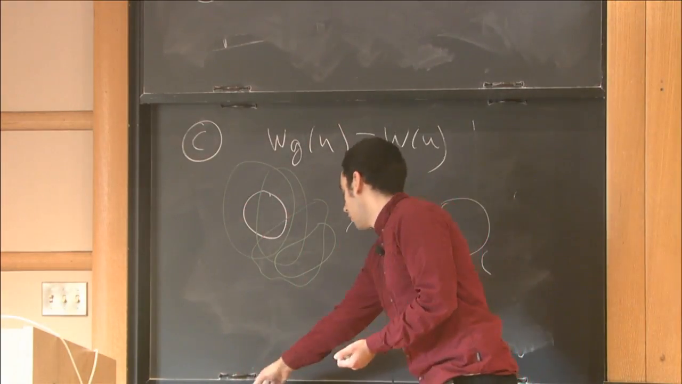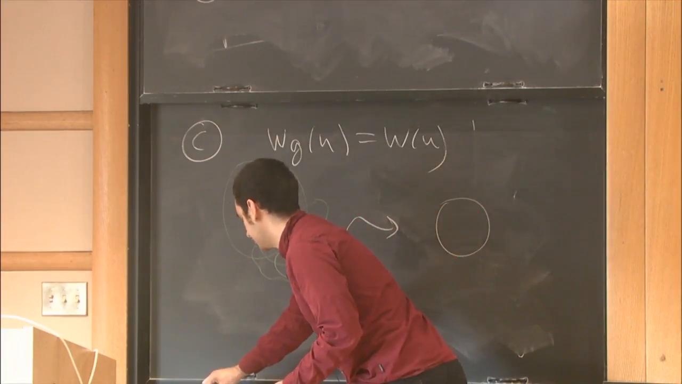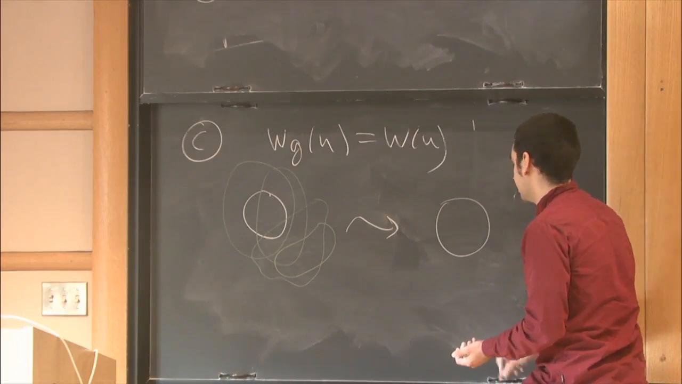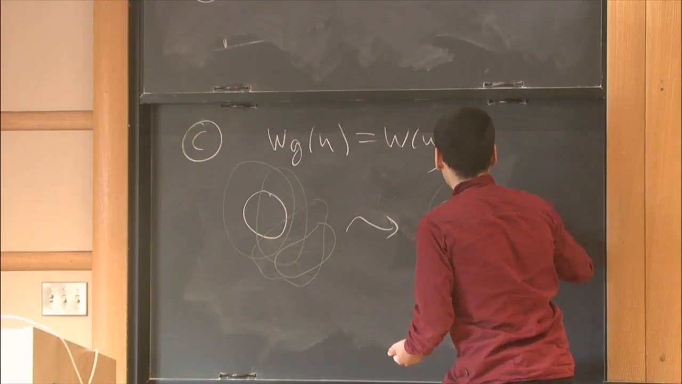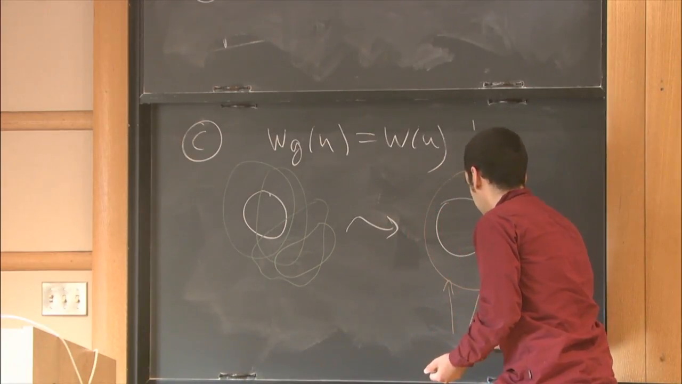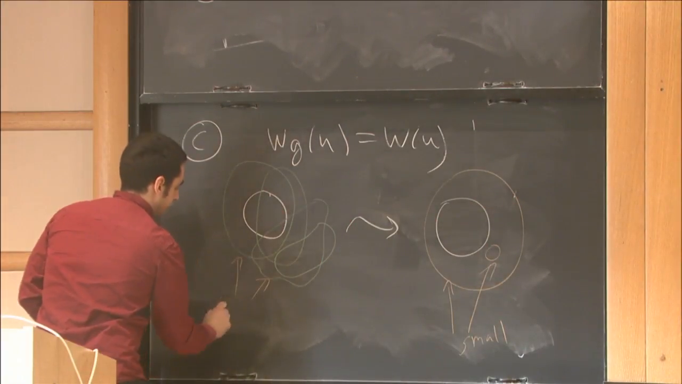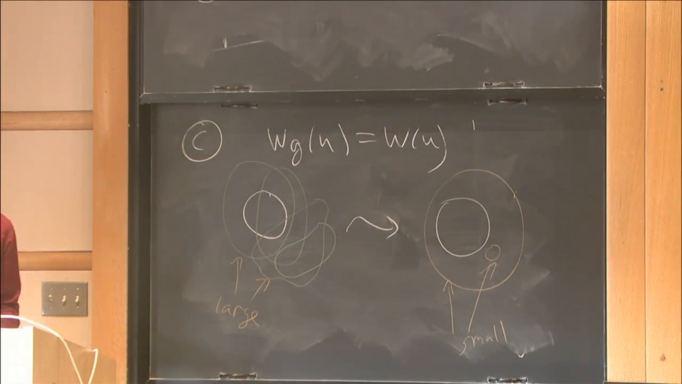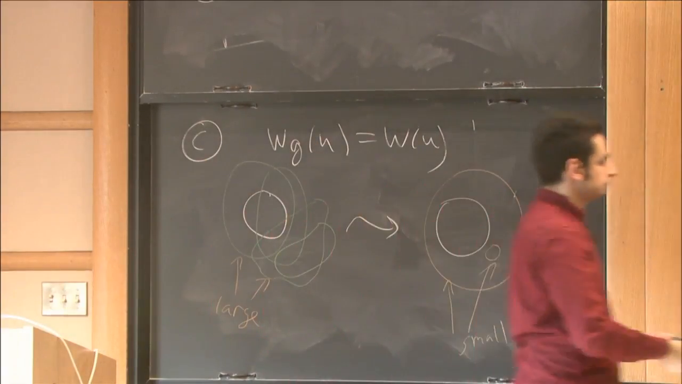And by doing so, we will sacrifice only an arbitrarily small amount of area. We will increase it only by an arbitrarily small amount. So we'll construct a new sweepout with initial and final small, whereas here they're all large. Does it make sense?